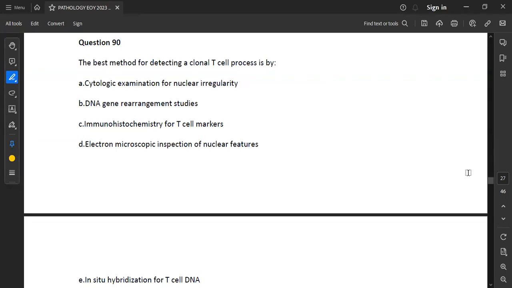So for this question, at first I was going with E, in situ hybridization for T cell DNA. But then I saw that the best answer was different. Because remember, what is a clonal T cell process? What does that mean? Anyone who knows? You type it out really fast so that we move fast.